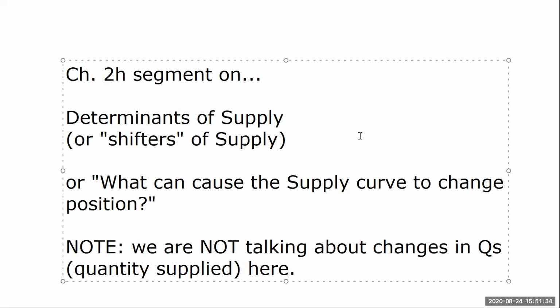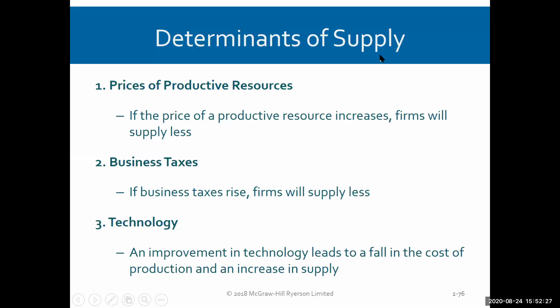In this segment, we look at determinants of supply, or shifters of supply, or what can cause the supply curve to change position. And specifically note, we're not talking about changes in quantity supplied here, because price change is the only thing that can cause a change in quantity supplied, and you'll move up and down that supply curve. This is about determinants or shifters of the whole curve. Just like we did for demand in the previous segment, we're going to do for supply in this. We're going to look at what can shift the whole curve.